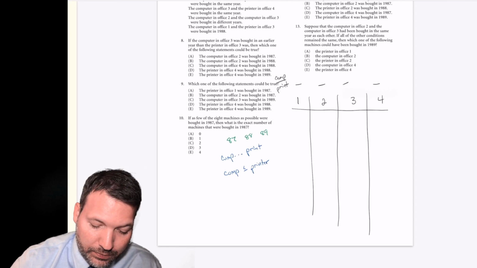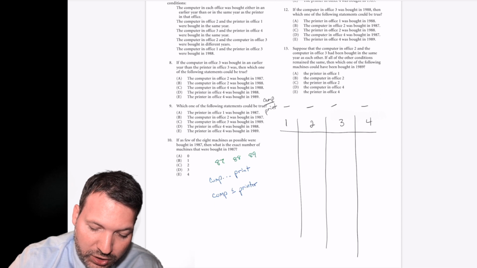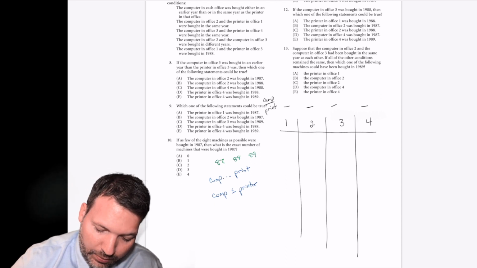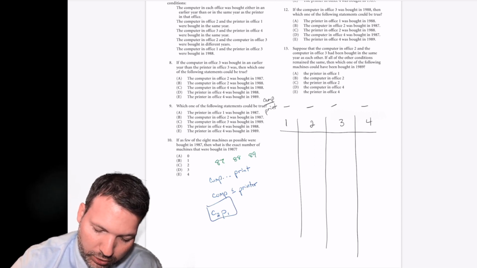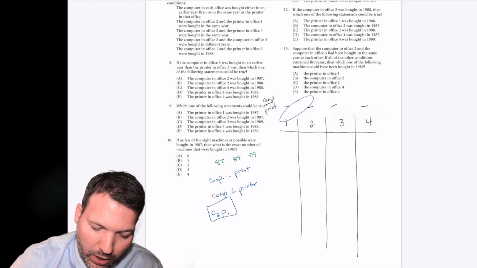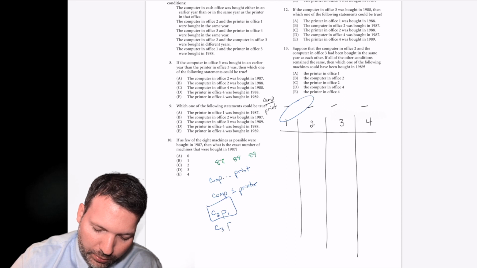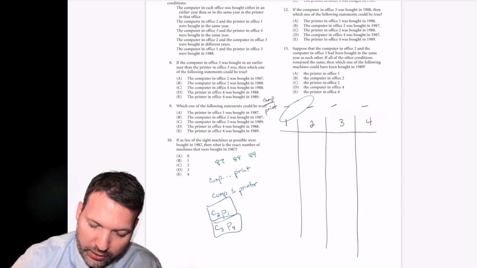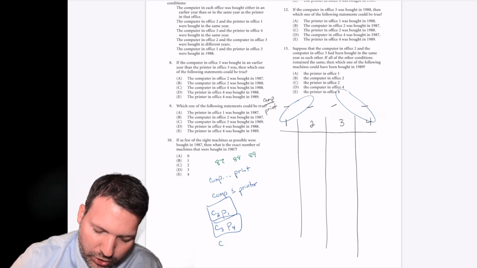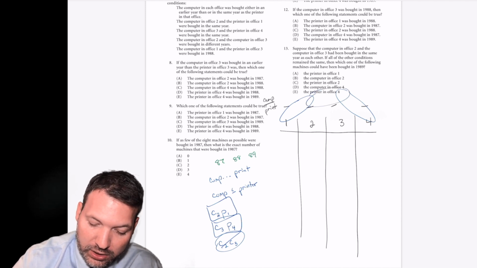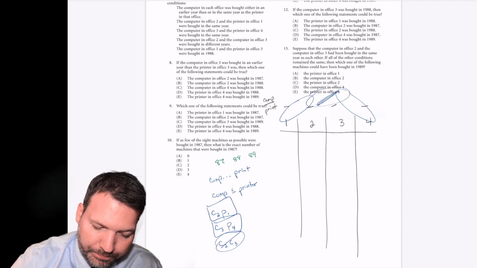The computer in Office 2 and the printer in Office 1 were bought in the same year. So computer in Office 2, printer in Office 1, same year. And just so I can visualize that, computer 2 and printer 1, that would be that relationship right there. The computer in Office 3 and the printer in Office 4 were bought in the same year, and so that looks like that. The computer in Office 2 and the computer in Office 3 were not bought in the same year. So these two up here are not going to be the same.